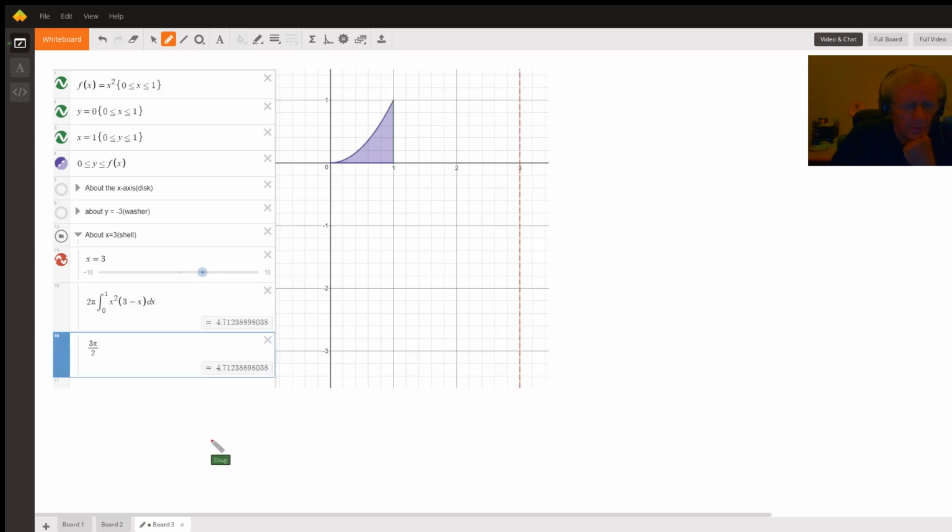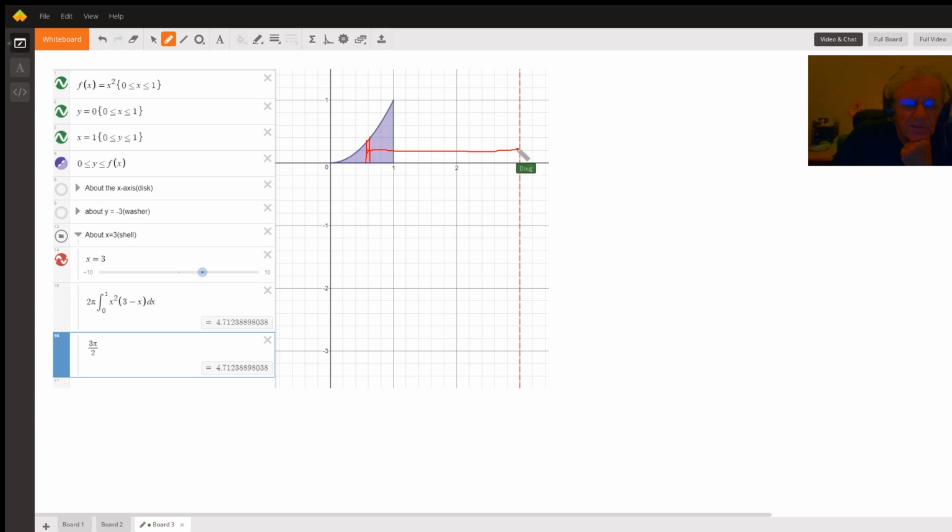And finally, on board 3, if we're rotating about the line x equals 3, it looks like the shell method is what we're going to want to do. So you draw a shell that's parallel to the axis of revolution, and we know that the integral to set up this distance represents the height of the shell, which is just x squared, and the average radius is the distance from the axis of revolution to the center of the shell.